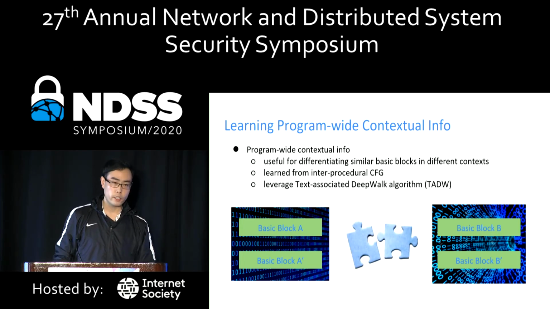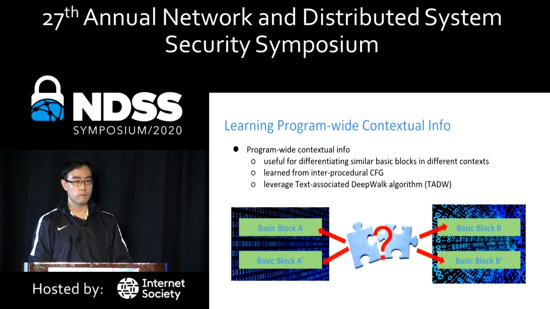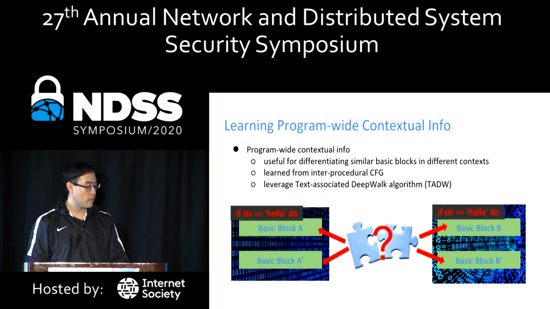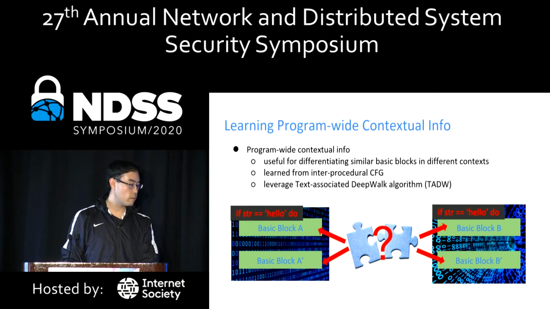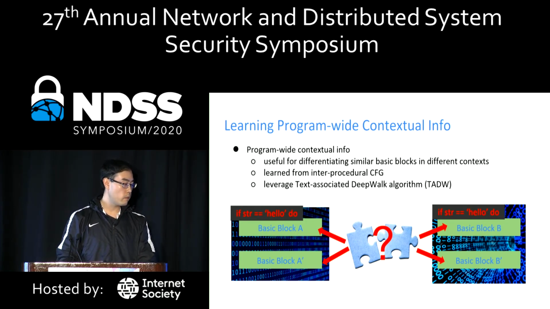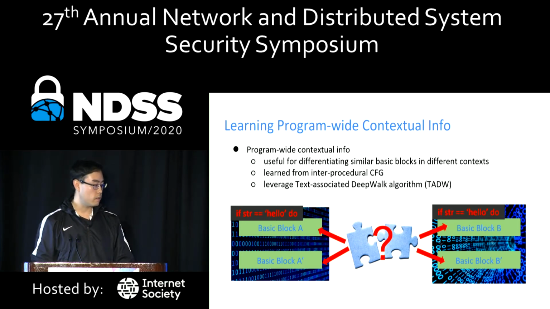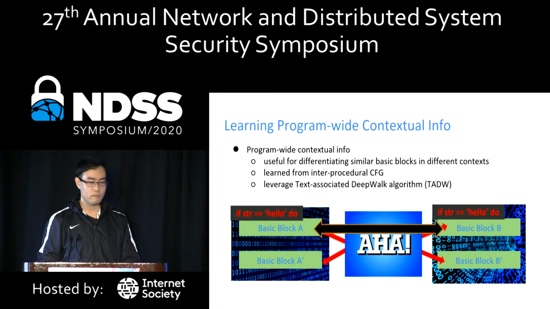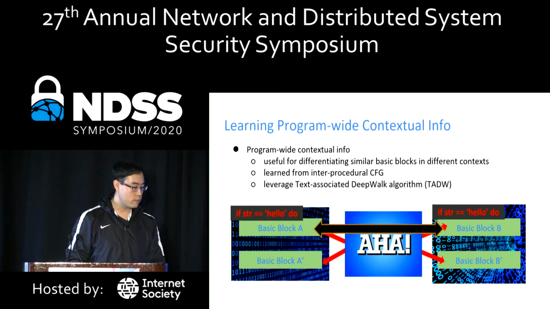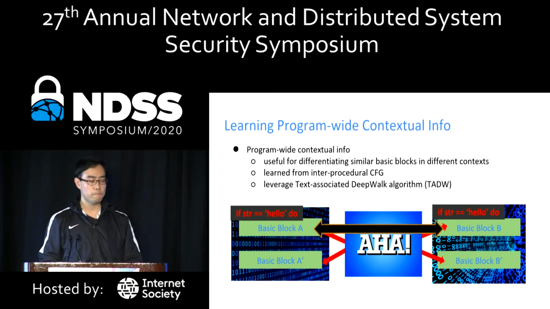Assume that they are all very similar basic blocks. If you want to perform matching, what do you do? You could match them either way, because they're all very similar. But consider a context like this: to get to basic block A you have to go through a condition check, and the same condition check for basic block B. Then you know that you have to map these two. So that's the usefulness of contextual information.